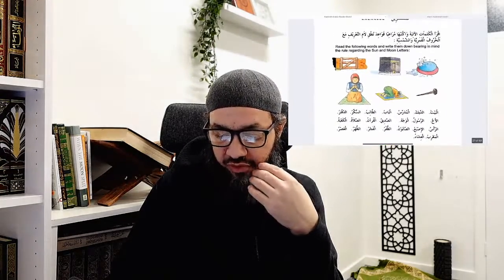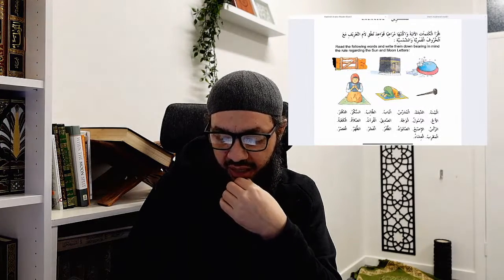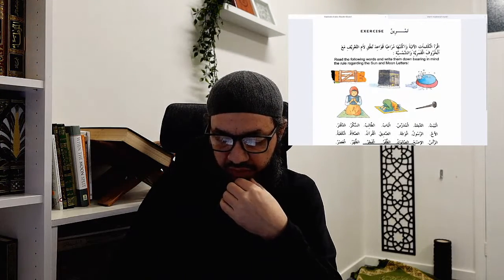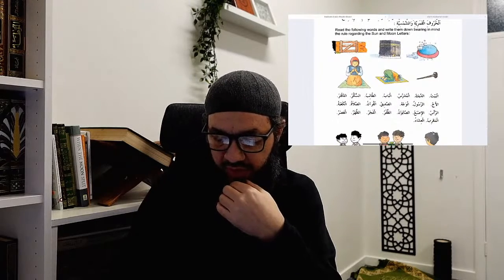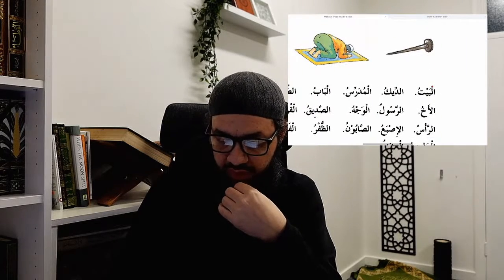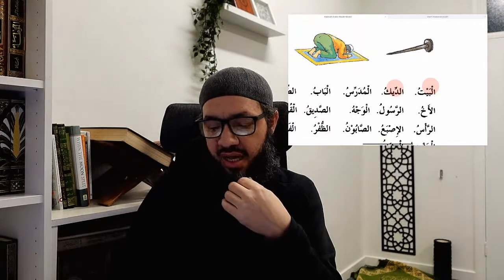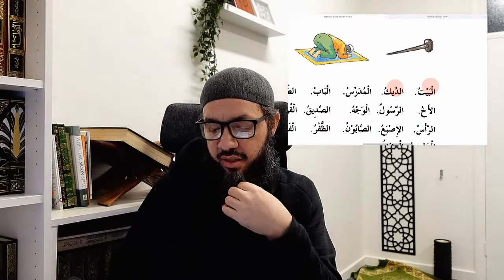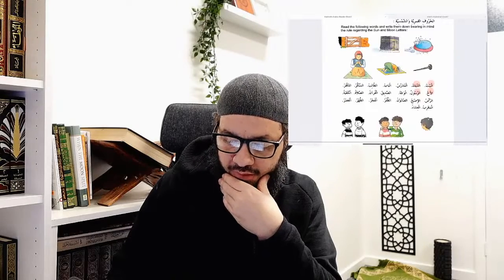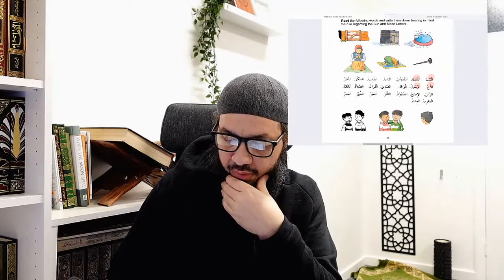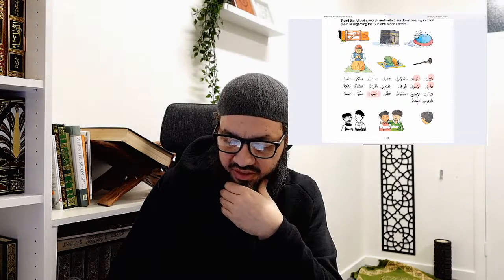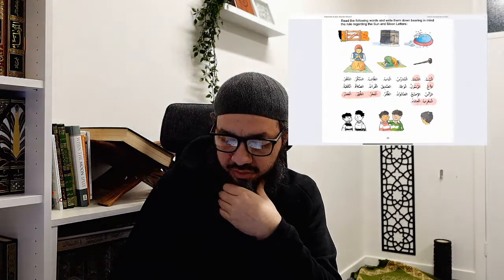It's asking you now to read the following words and write them down, bearing in mind the rule regarding the sun and moon letters. Read the following words, and do you pronounce the lam or not? Again, the rule is simple. You see a sukoon on top of the word, you have to pronounce the lam. You see a shadda, you don't pronounce the lam. Al-bayt, ad-dik, al-akh, ar-rasul. So where there's a shadda, don't pronounce the lam. Where there's no shadda, in that case you pronounce the lam. You've got the prayer times here. Al-Fajr, Dhuhr, Asr, Al-Maghrib, Al-Isha.